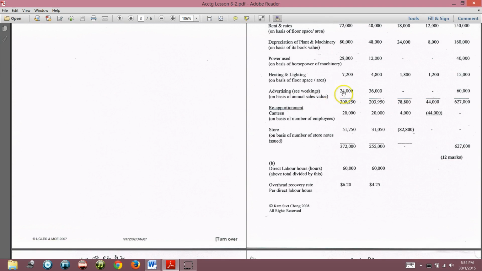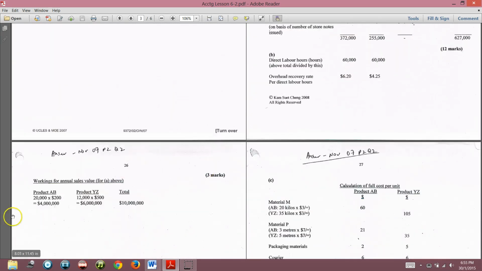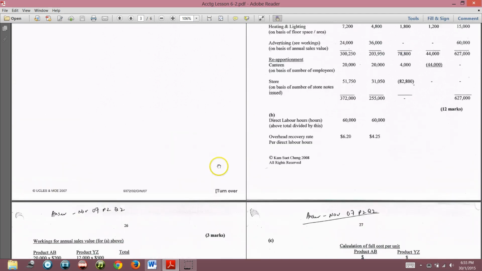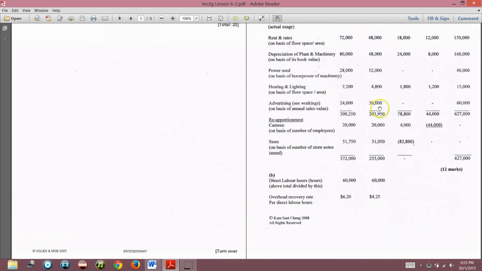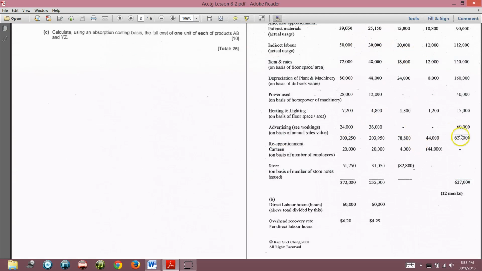So for product AB will be 4 over 10 times 60,000. Then this one will be 6 over 10 times 60,000. So then I will put all the totals.